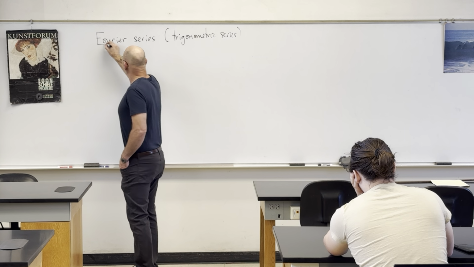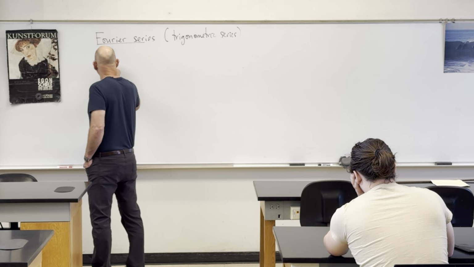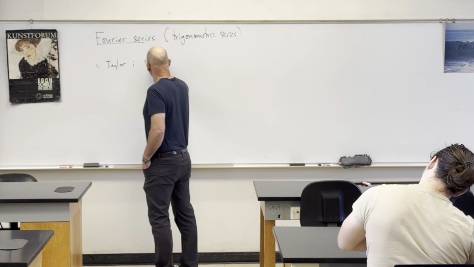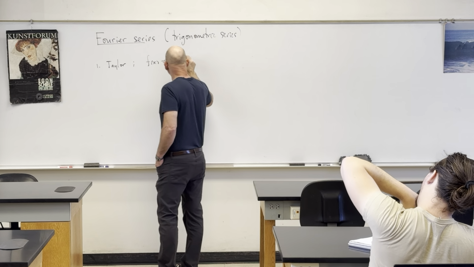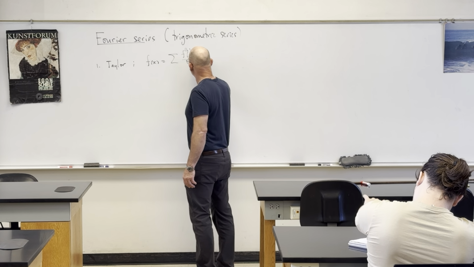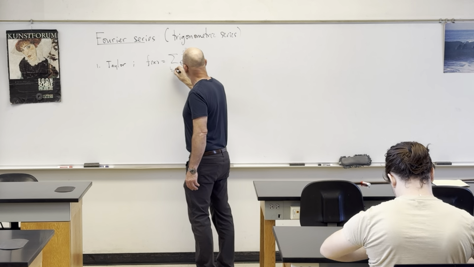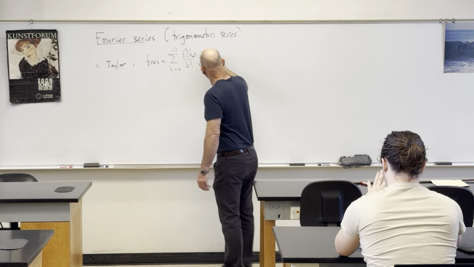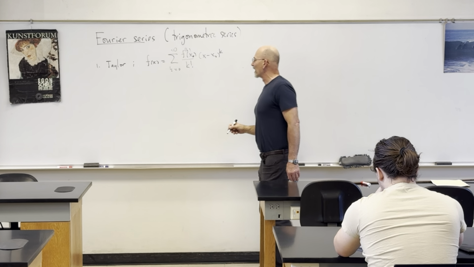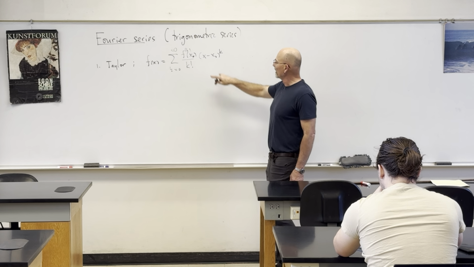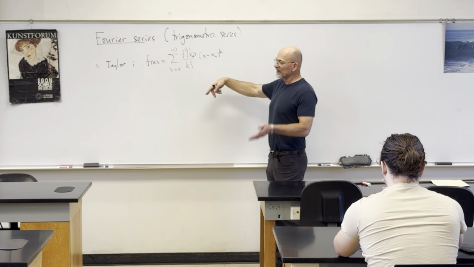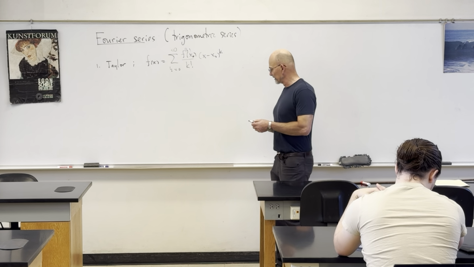So first, if we have Taylor, we have f of x equals an infinite series of your kth derivatives. So it's a power series, k equals 0 to infinity, x minus x naught to the kth power. So that would be the Taylor series. And if we expand around 0, then it's just a power series of x explicitly.